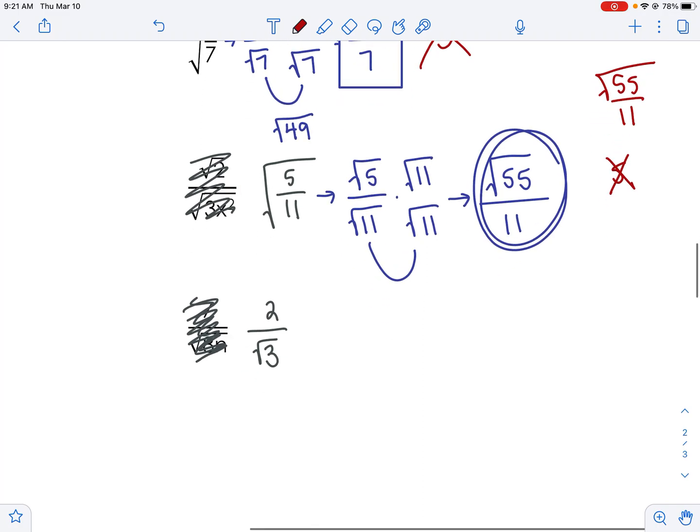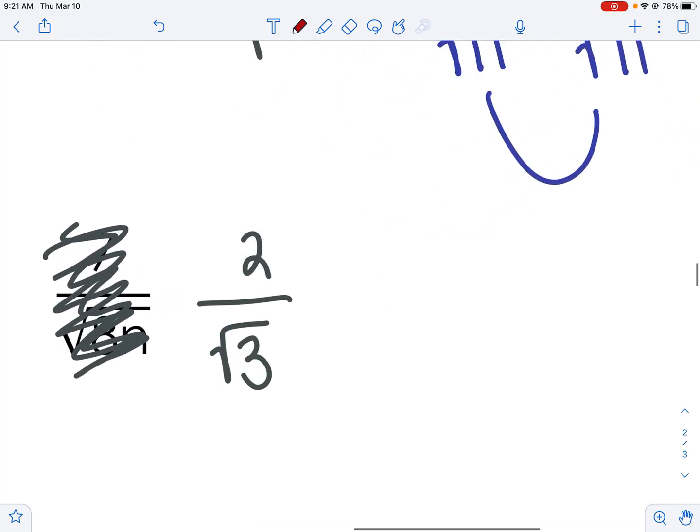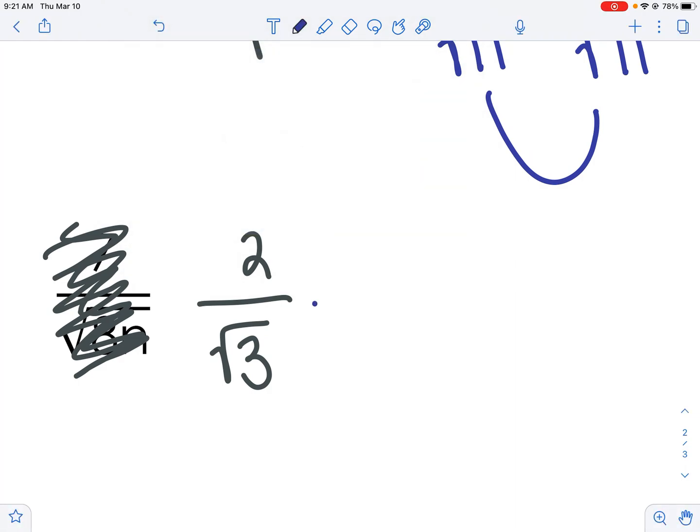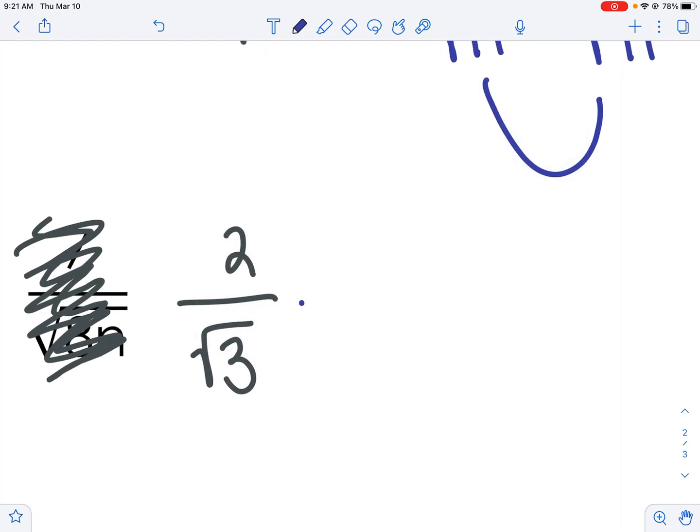To take a look at our last one, I just have a normal 2 on top. Not much to do with that, but I do see the square root of 3 on the bottom. So ask yourself, what's causing us trouble here? If you said the square root of 3, you're right. So I'm going to multiply by what to get rid of it?